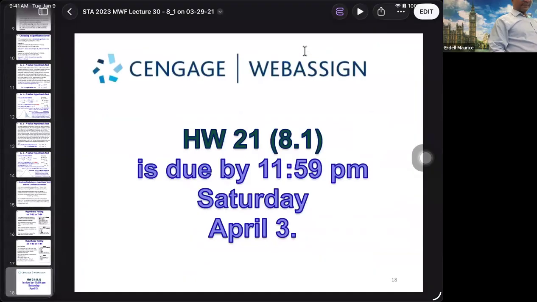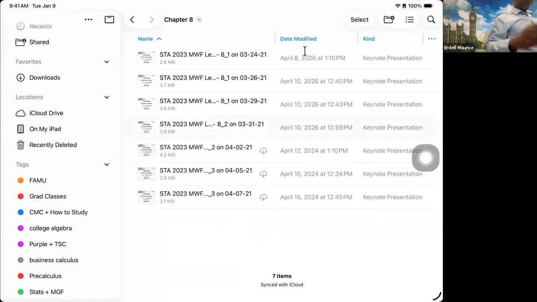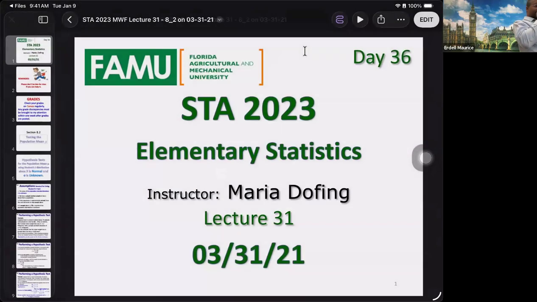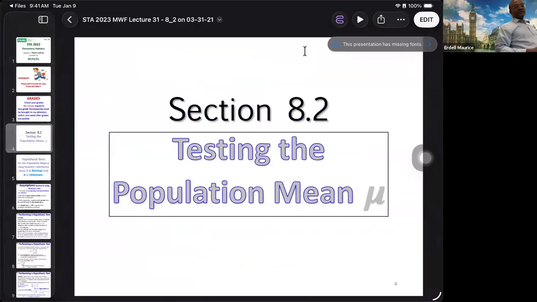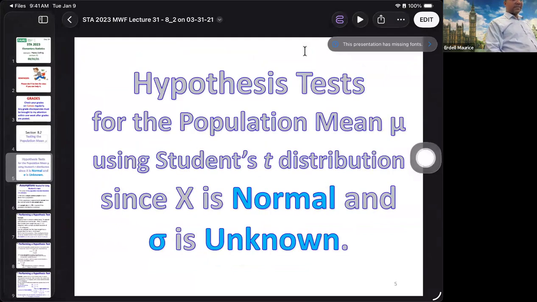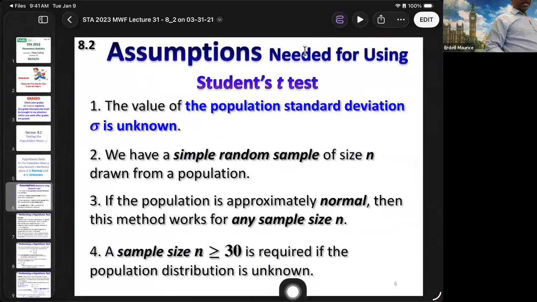All right, so that takes us into 8.2. The other two chapters are shorter because they don't have to re-explain everything. Just gotta show you how to do them. All right, so 8.2, again, testing, but this time we're doing the testing when sigma is unknown. When sigma is unknown, the only change is we're switching back to the student t distribution. That's the only difference right here.